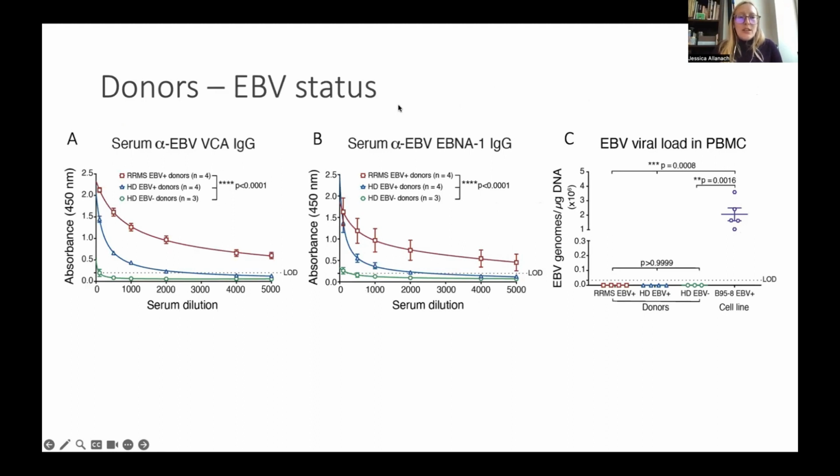We then checked out their EBV status. And so not unexpectedly, we saw that our individuals with MS had the highest EBV IgG responses to both. Can you guys see my cursor if I do this? Yeah. Okay. So they had more intense responses to the viral capsid antigen.